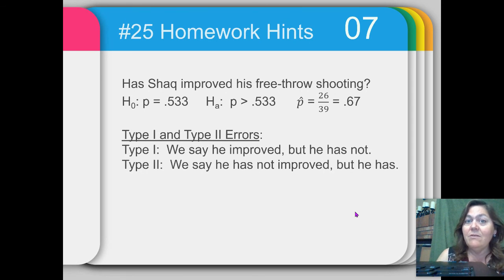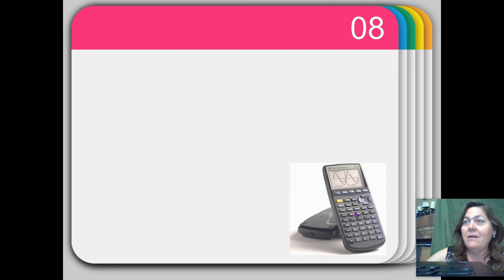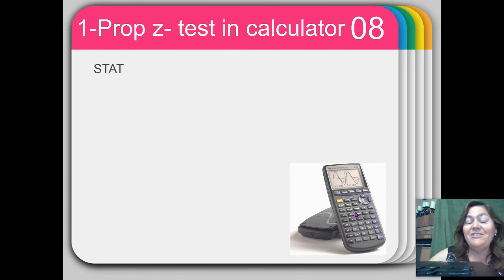Whereas a type 2 error, remember, we failed to reject the HO, but we should have rejected it. So we're going to say he has not improved. However, the HA really is the truth, and we should have said that he has improved. So just some hints there. It's all the same we discussed for means. I just wanted you to see a little bit of it, and you can wrap up those homework questions on your own.